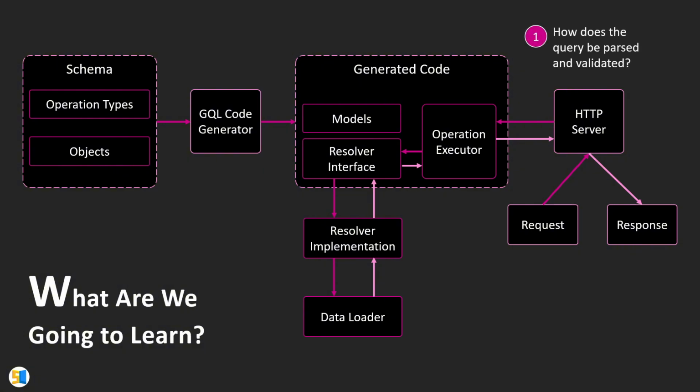The first thing that we are going to learn is how the query is parsed and validated. When the request comes into the HTTP server, how is the query parsed into something that the system understands? Second, how does the resolver work? We will see why GraphQL is called a graph query language. And the third one is, how does the data loader work?